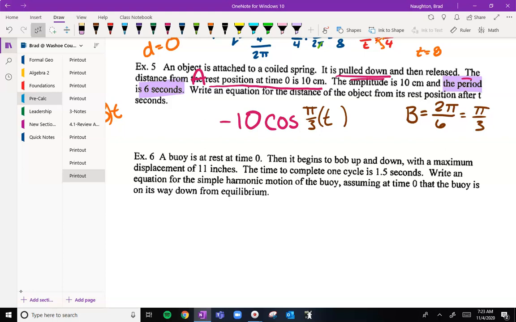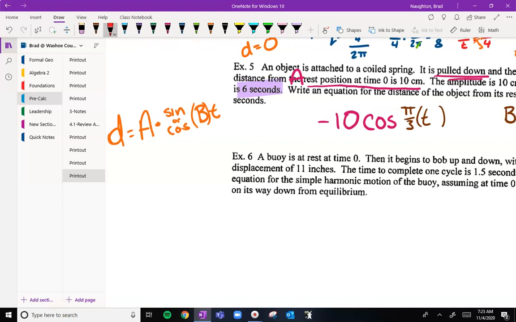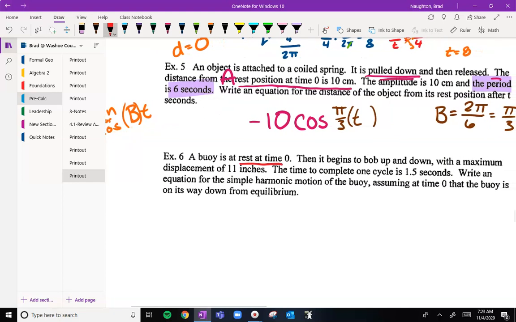Did I wait long enough? If not, hit pause. Okay, so this one is actually going to be a sine one. Now that you had a chance to read it, it starts at rest and then begins bobbing up and down with a displacement of 11. So the idea is that I didn't pull it and then release it. It started to actually move. So I'm going to use the sine.